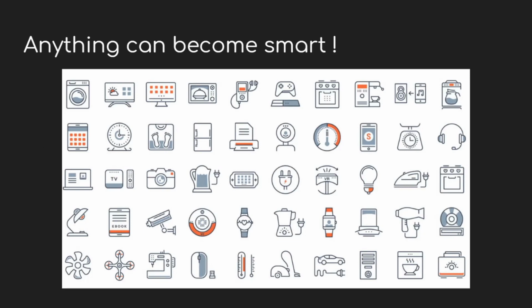So anything can become smart. The idea is very simple. It can be anything. For example, it can move from cameras to your exhaust fans. It can be vacuum cleaners, anything. Anything can be smart.